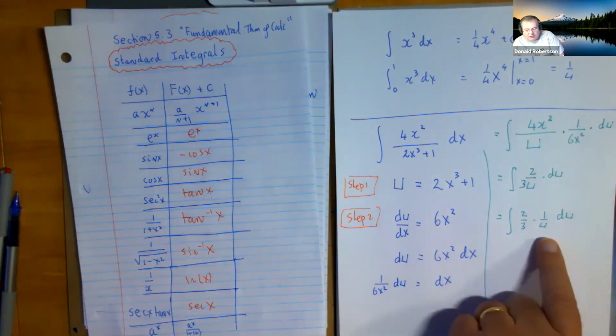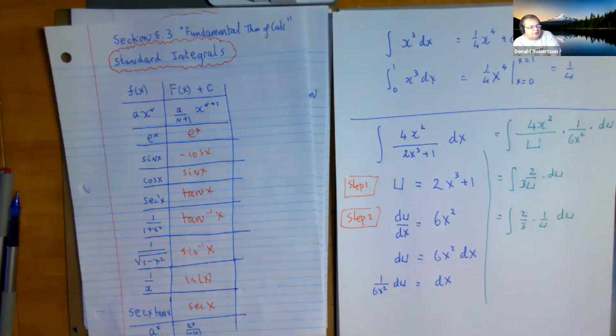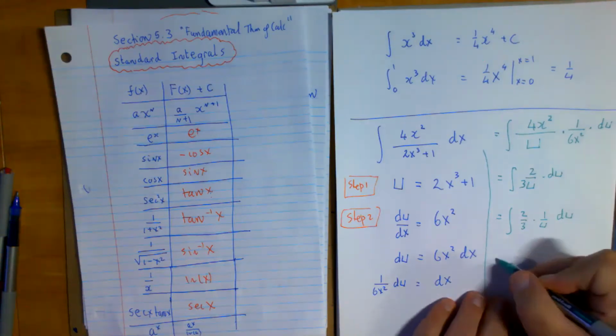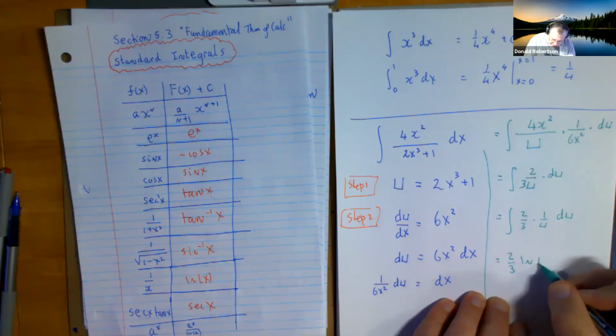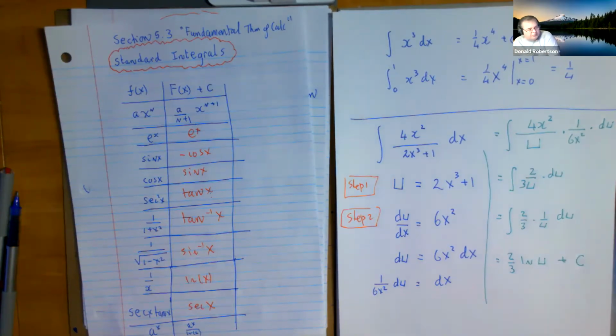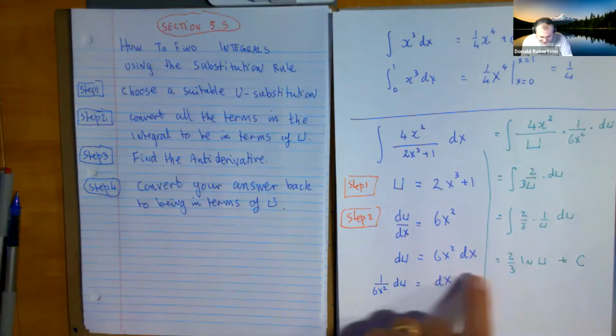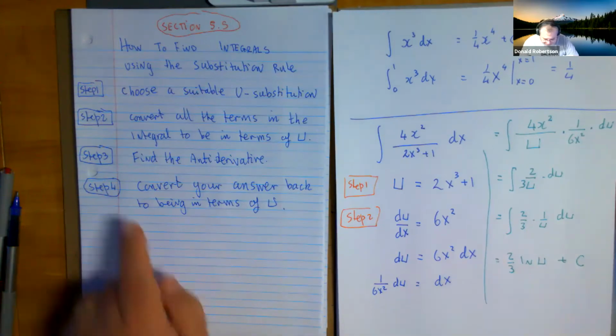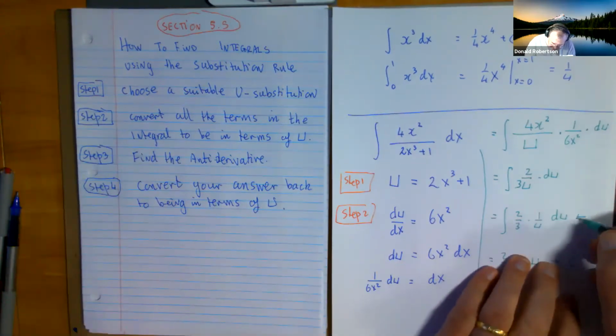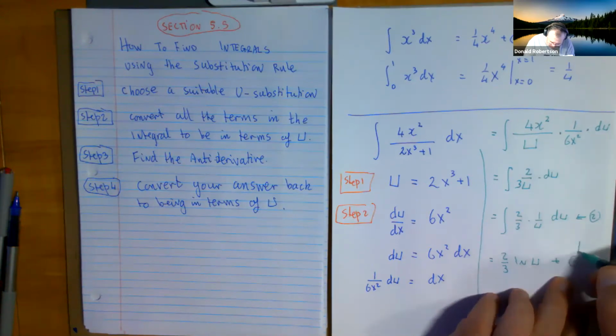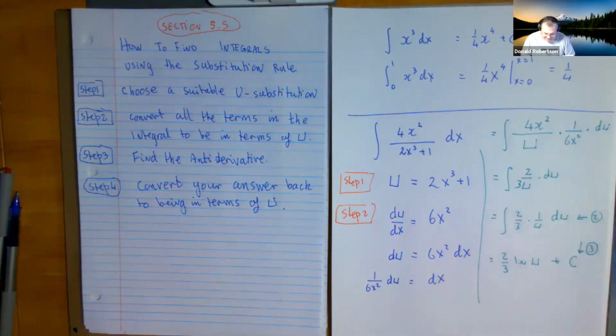Right, now, let's do the antiderivative of 1 over u. What's the antiderivative of 1 over u? Natural log of u. Okay, so it's going to be 2/3 the natural log of u plus a c. And that is step 2 finished. Actually, that's step 3 finished here. So step 2 was to get to here. And step 3 was a really quick step. Get to here.